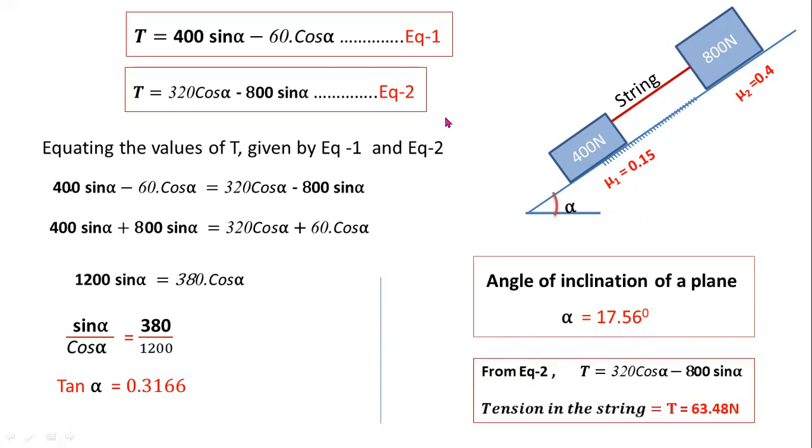Now from equation 1 or equation number 2, you can get the value of tension T. You have to substitute the value of alpha in equation number 1 or equation number 2. Then you will get the value of tension in the string. Tension T equals 63.48 newtons. So this is the final answer for this problem.